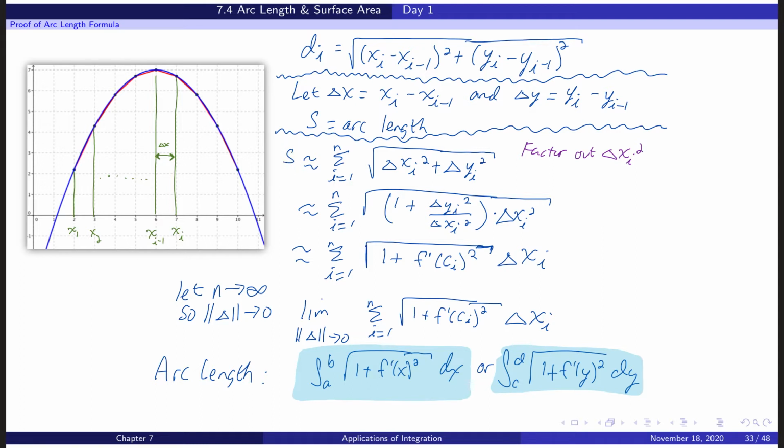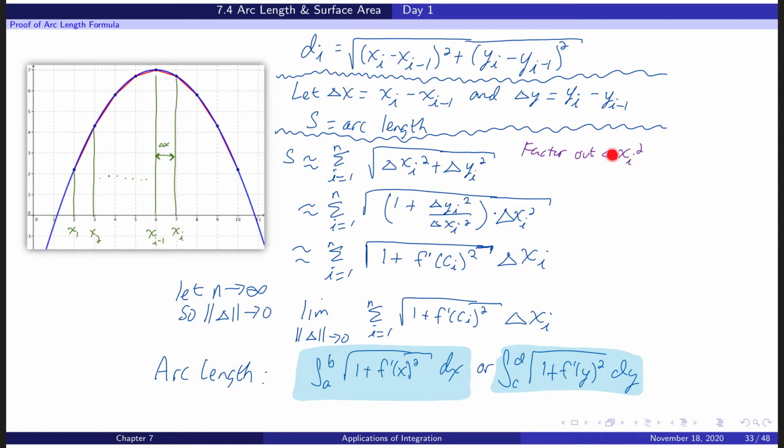So if I want the arc length, then I'm going to add up a whole bunch of straight line distances. So difference in x's becomes delta x, difference in y's becomes delta y, and we have arc length is the sum of the distances of all these straight lines. So all these straight red lines added together approximates the arc length.